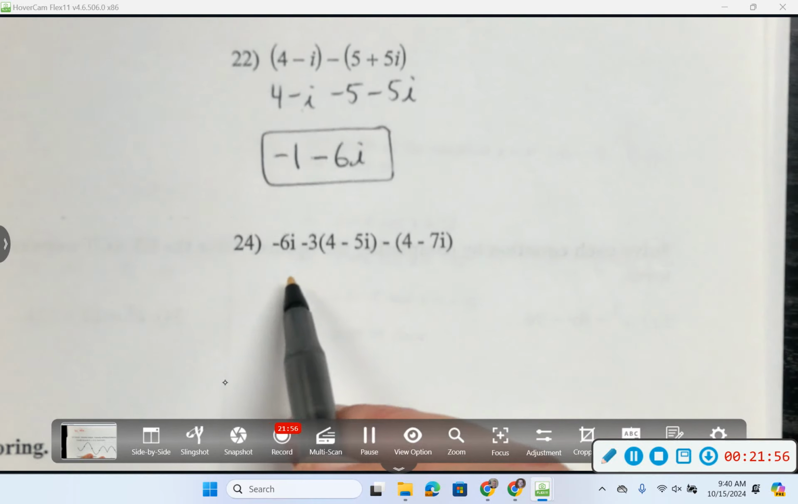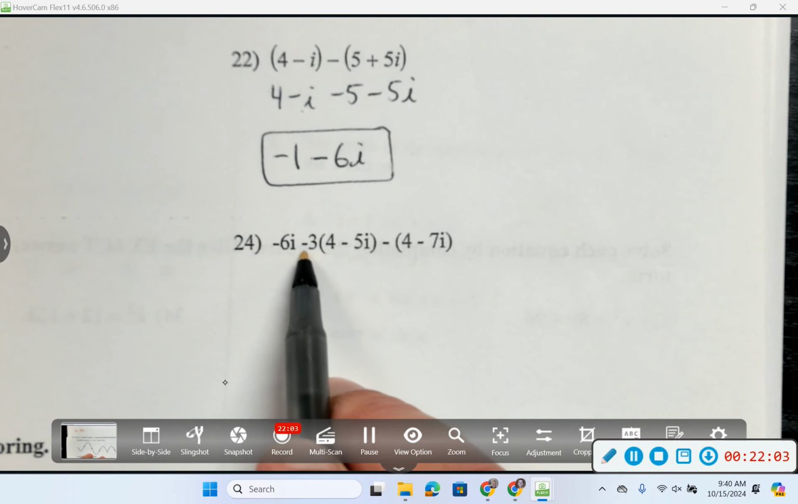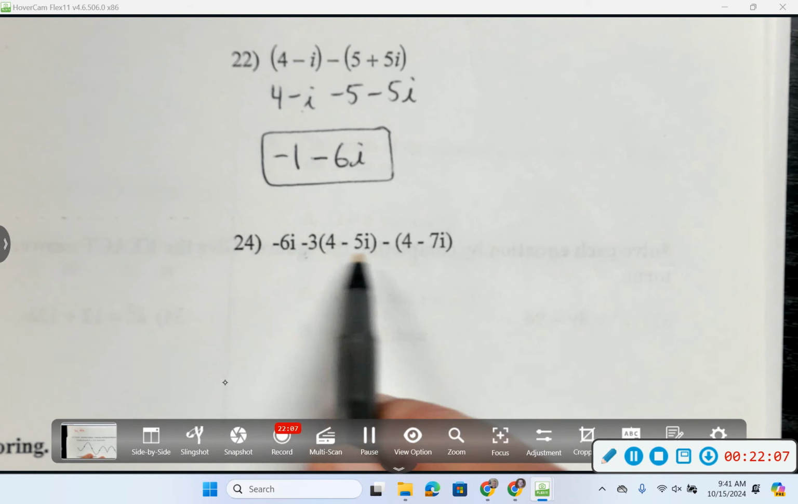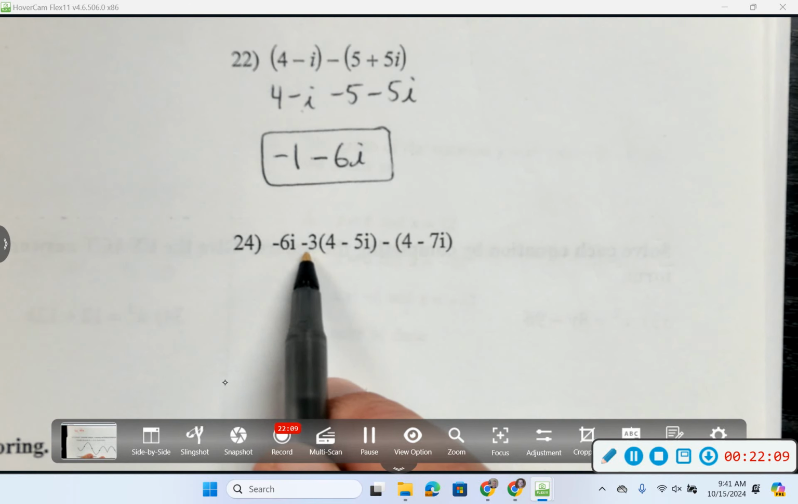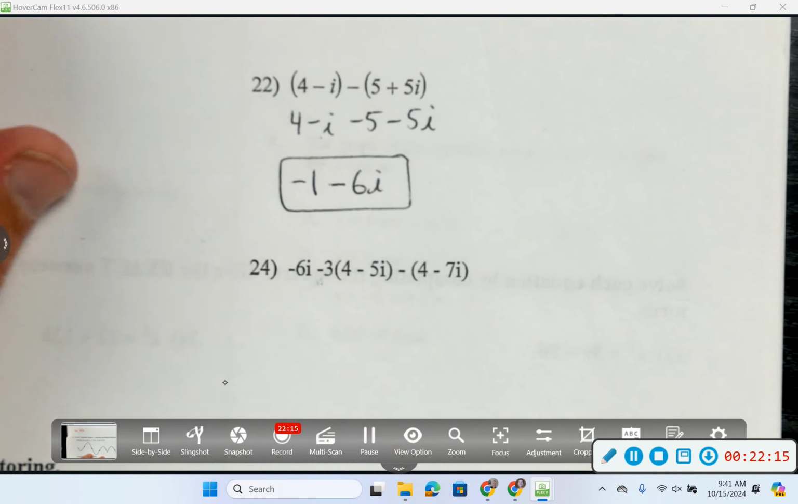Let's see. I think that's a minus sign. Although that's a terrible minus sign. All the other minus signs are longer. No, they're not all longer. I'm going to interpret that as a minus sign.